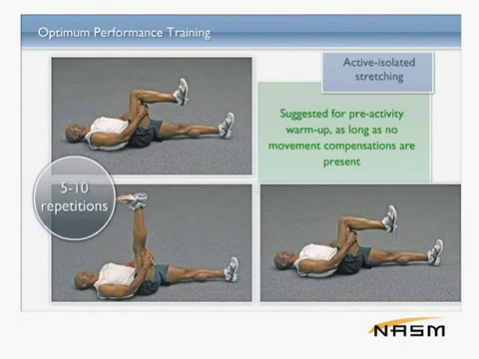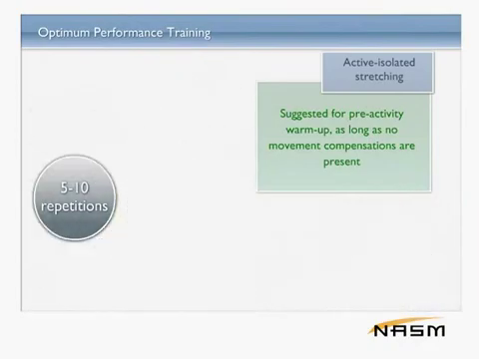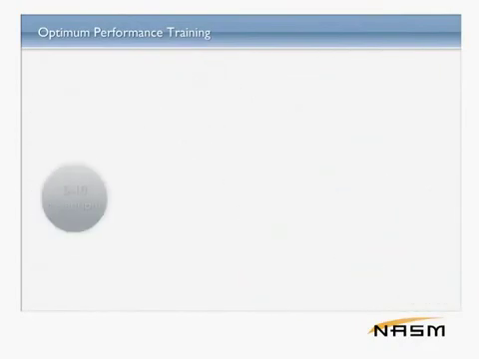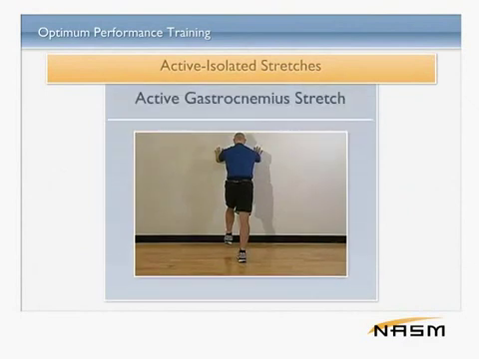Typically, 5 to 10 repetitions of each stretch are performed and held for 1 to 2 seconds each. Let's now review some examples of active isolated stretches, starting with the active gastrocnemius stretch. Stand near a wall or sturdy object. Bring one leg forward for support. Use the upper body and lean against the wall.